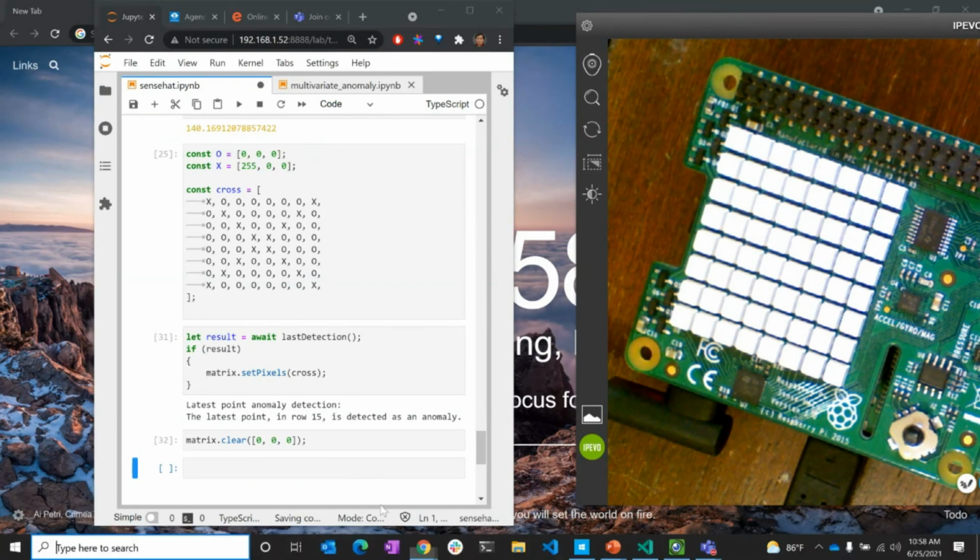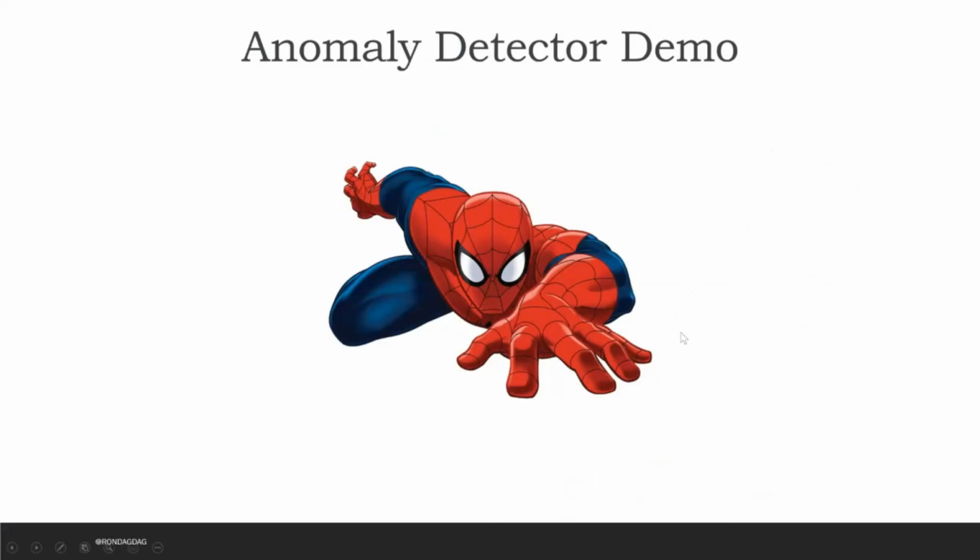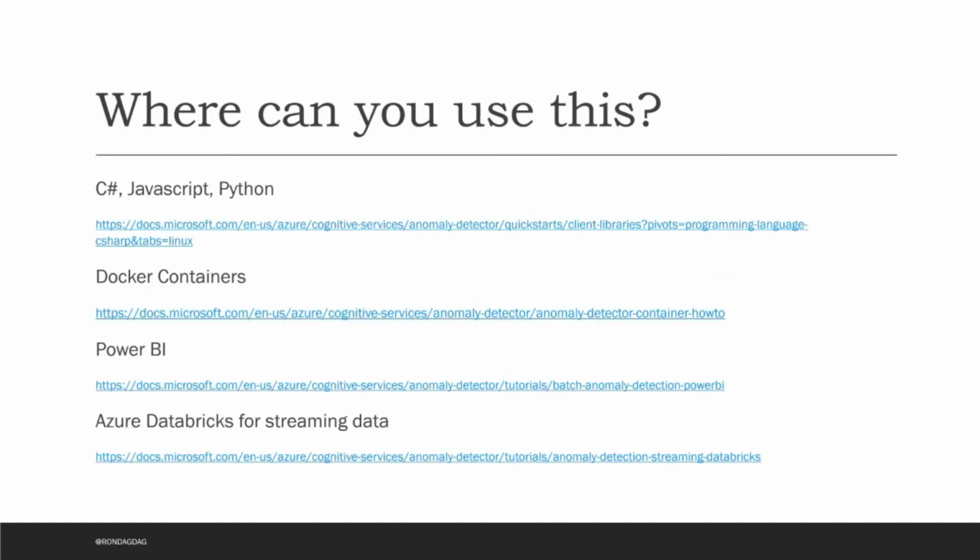I only have a few minutes, so I don't have a lot of time to discuss more, but at the end of the day, you're calling a REST API. So where you can use this, you can use C#, JavaScript, and Python, or through Docker containers, Power BI. You can use it through Databricks for streaming data to call the REST API.